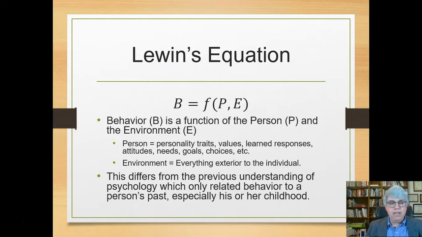So this is Lewin's equation, and it's super useful because it gives us a place to start when we want to analyze someone's behavior. We say, okay, we want to understand somebody's behavior. Well, the two places to start are with the person, what's unique about the person, their traits, values, learned responses, and so on. But not just look at the person, but look at the environment, everything that's happening around the individual. And using these two pieces of information, we can get a better idea of why someone would behave in a certain way. So this is Lewin's equation. Behavior is a function of the person and the environment.